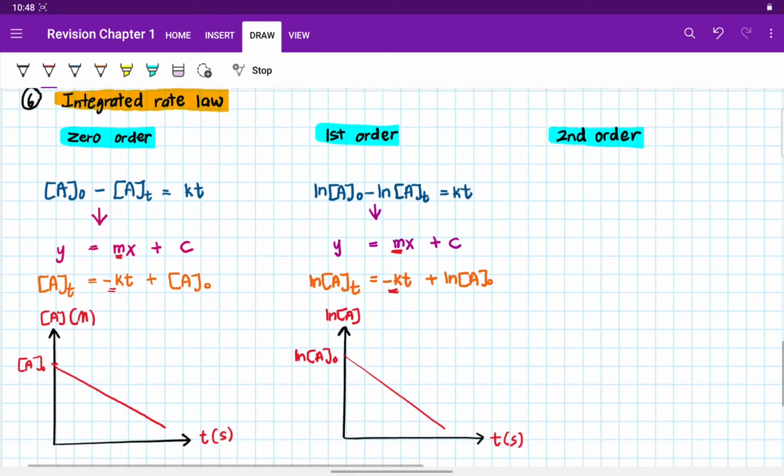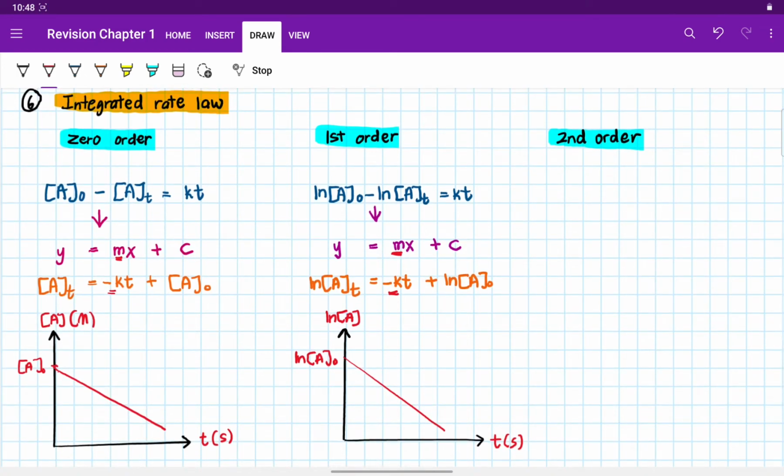Now we move on to the second order integrated rate law. For the second order integrated rate law, what is the equation or expression? The equation will be 1 over AT minus 1 over A0 equals KT. So this is the equation that you need to memorize.